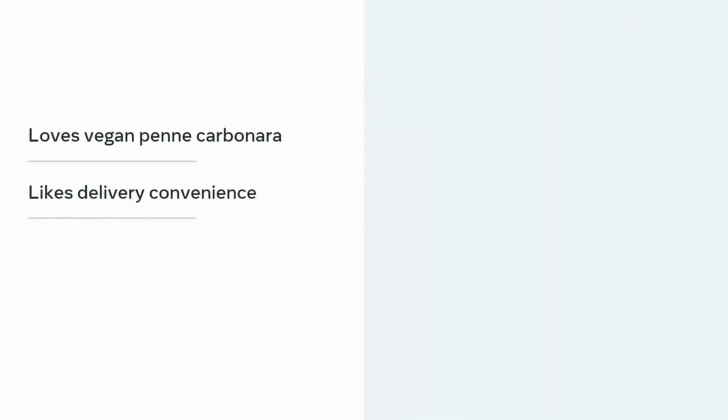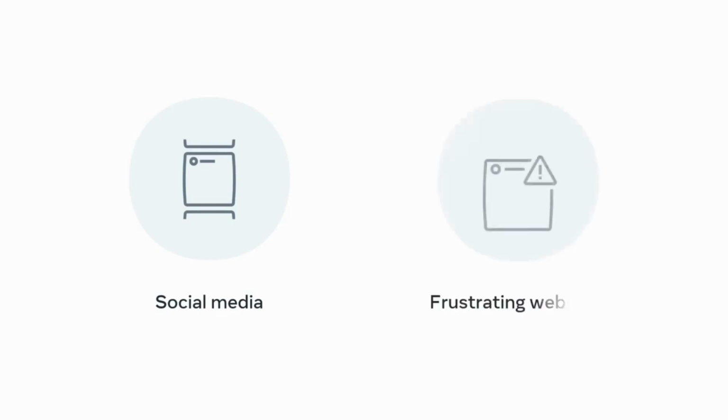She likes the convenience of ordering food for delivery so she can enjoy it at home while watching her favorite TV shows and movies. She orders for delivery from her phone. Tilly likes things that work. She doesn't mind spending extra money on a product that she knows will work. She's on social media to keep in touch with friends and family, but still finds some websites and apps very frustrating to use. Let's check Tilly's persona.